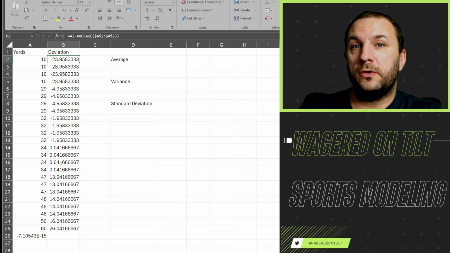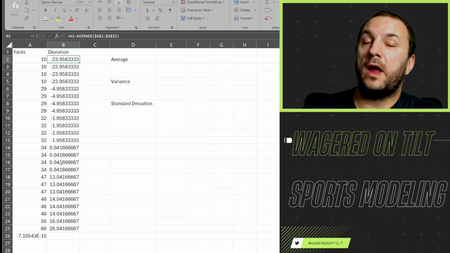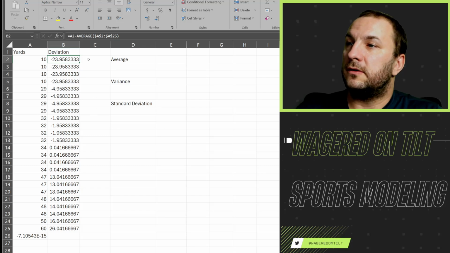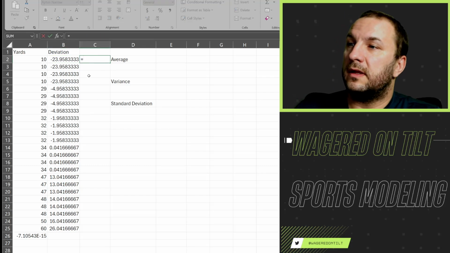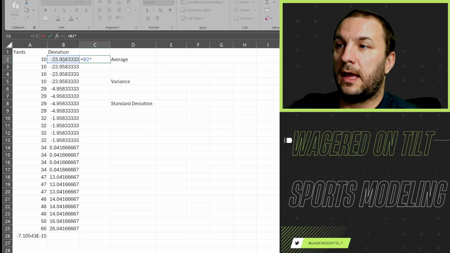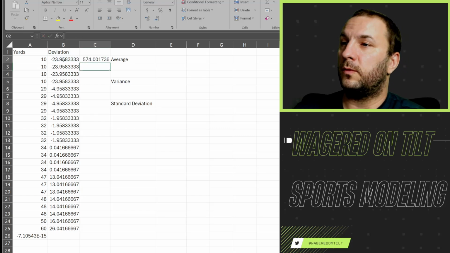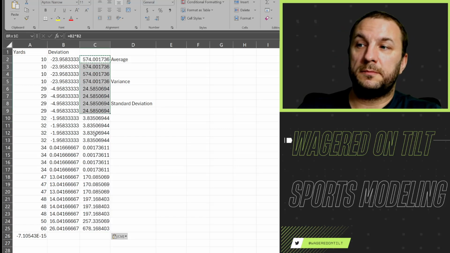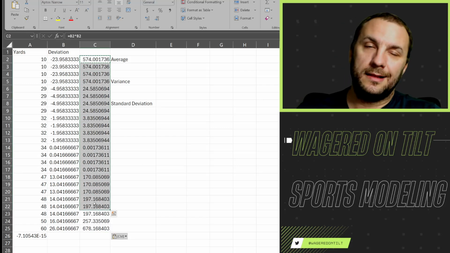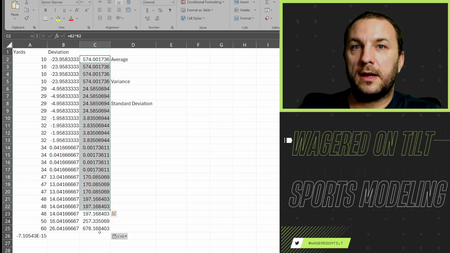So what you're going to do is square the deviation. Here we can square the deviation, and there are two ways to do this. You can take the deviation and times it by itself. That is one way to do it. Now these numbers definitely explode and get much larger, and that's okay. That's not really much of a problem right now.